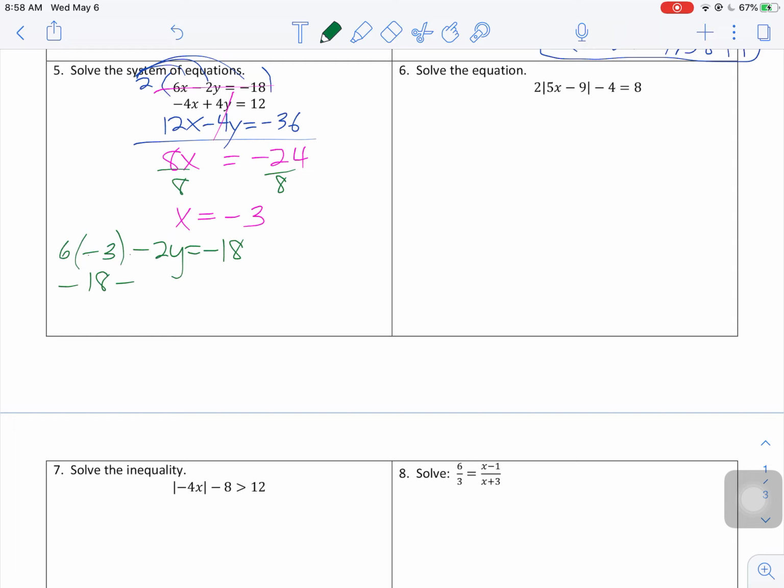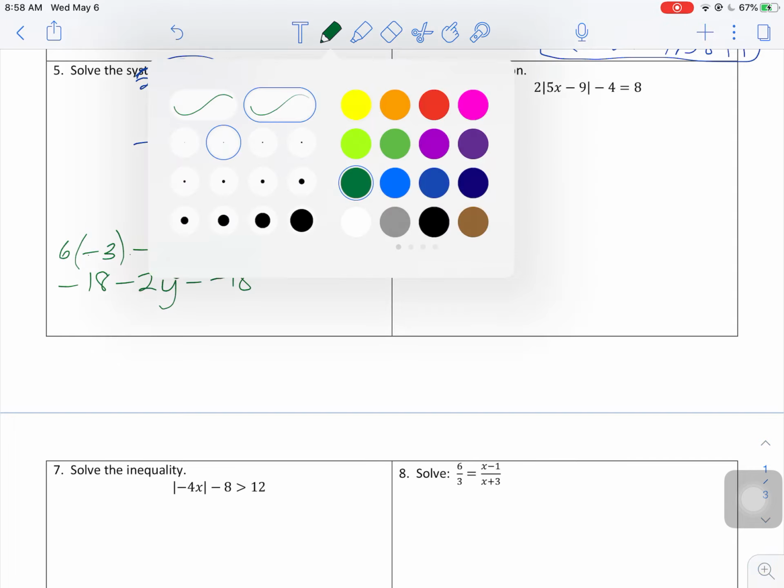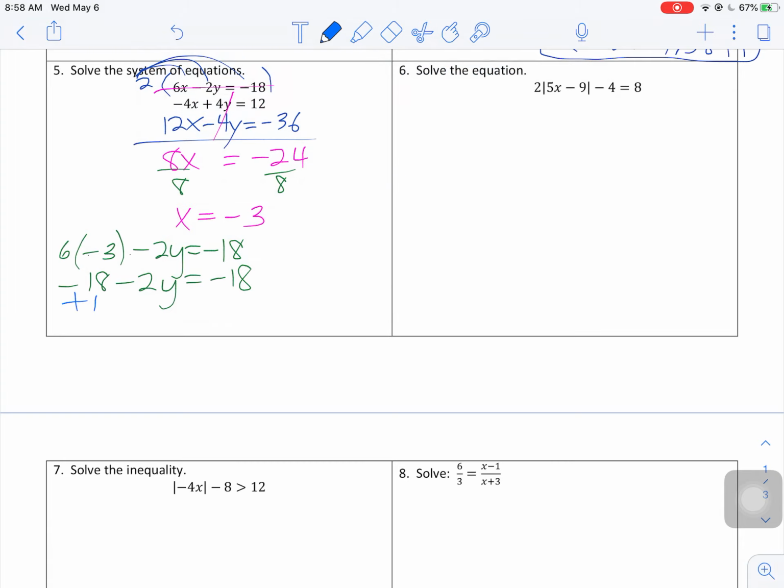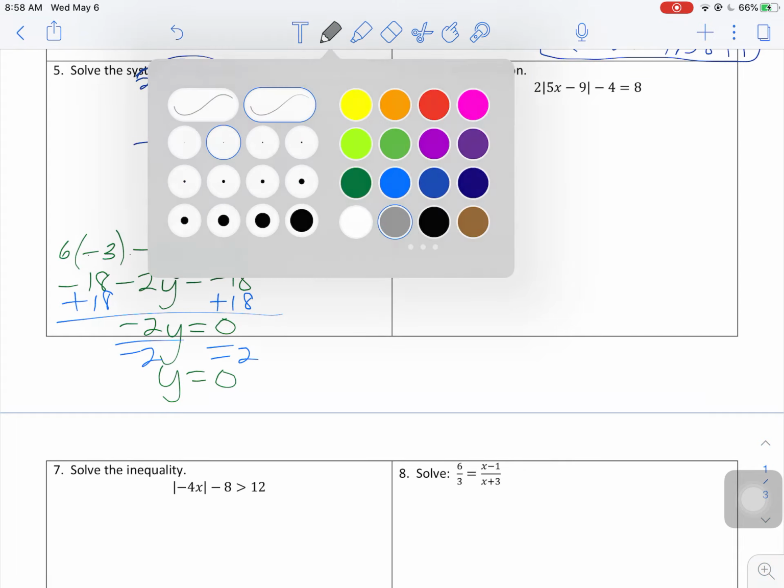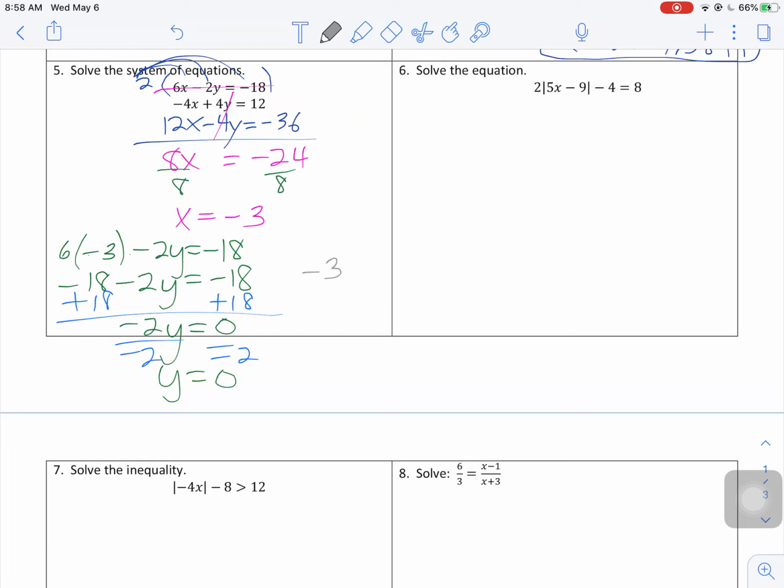So negative 18 minus 2y equals negative 18. And then add 18 on both sides. Negative 2y equals 0. Divide by negative 2, divide by negative 2. Y equals 0. At the very end, make sure you write your answer as an ordered pair. X, comma, y in parentheses.